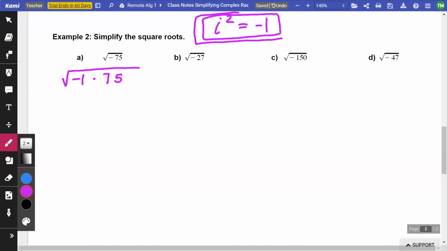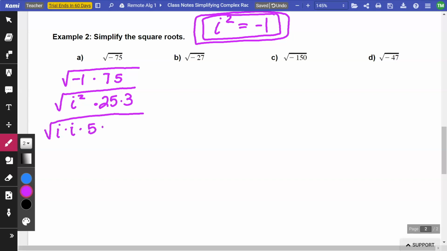We need to have that memorized. You need that for algebra 2. i squared is equal to -1. So we're going to replace -1 with i squared. And then we're going to start breaking 75 down. We need it to end up being something times something, and we're looking for groups of 2 because we're simplifying the square root. So 75 is really 25 times 3. We can break i squared down to i times i, 25 down to 5 times 5, times 3.